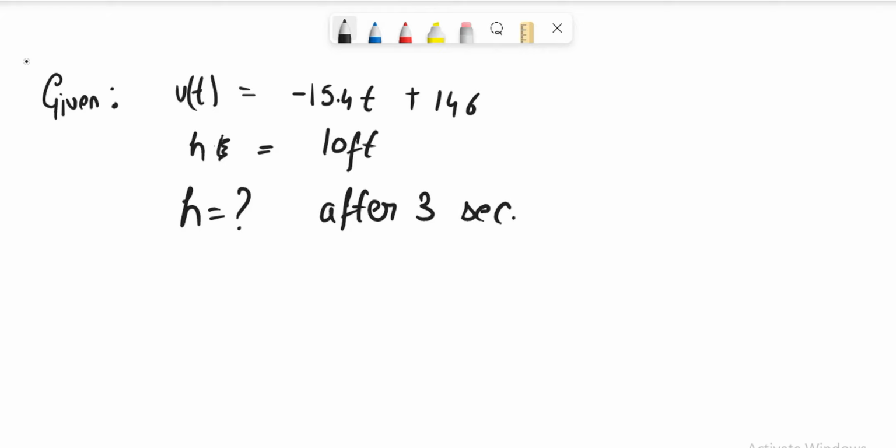So for evaluating the height after 3 seconds, first we evaluate the acceleration. We know that acceleration is equal to the derivative of the velocity. So we'll differentiate the velocity and we get v'(t) is equal to -15.4.